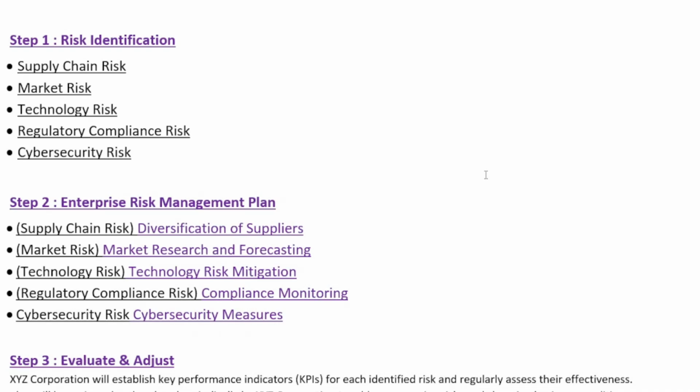So in step three, XYZ Corporation will establish key performance indicators for each identified risk and regularly assess their effectiveness. The ERM plan will be reviewed and updated periodically by XYZ Corporation to address emerging risks and changing business conditions. So that is all about today's video on enterprise risk management. Always remember that every company, just like XYZ Corporation, faces risk. But with a well thought out plan, they can weather the storms and sail towards success.